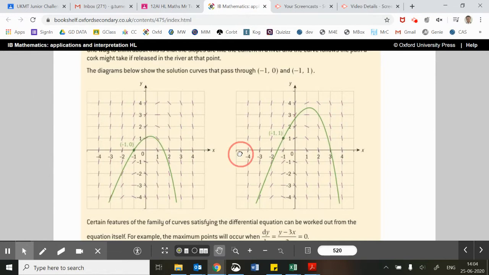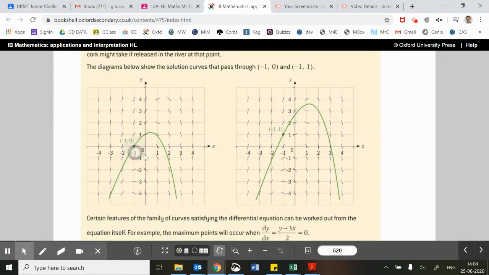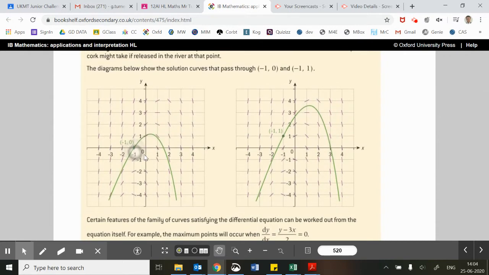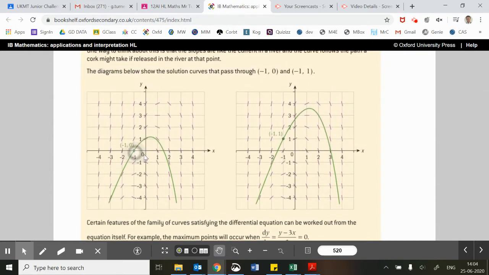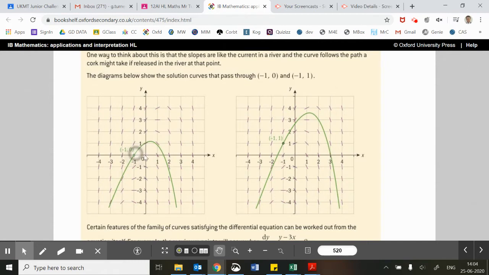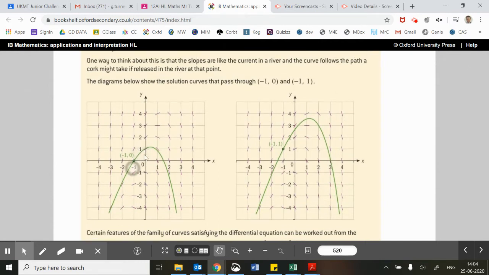So I think we were talking about the gradient at this particular point here on this graph. We were just saying how, if we're given the point (1, 0), we have a gradient of 2. We know that (1, 0) is on the line. We know there's a gradient of 2 at that point. So we know that this point is good, and we know it goes in this direction at that point.